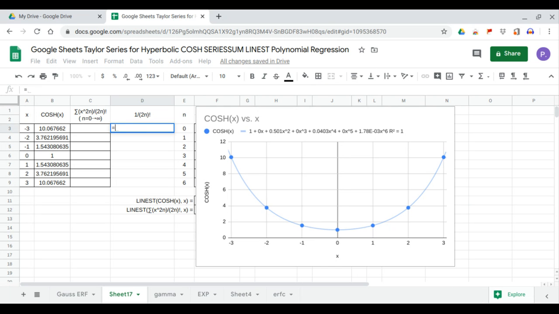So the coefficients will be our formula, factorial of 2 times n. And it is a fraction, so 1 over factorial. So now we have the coefficients.